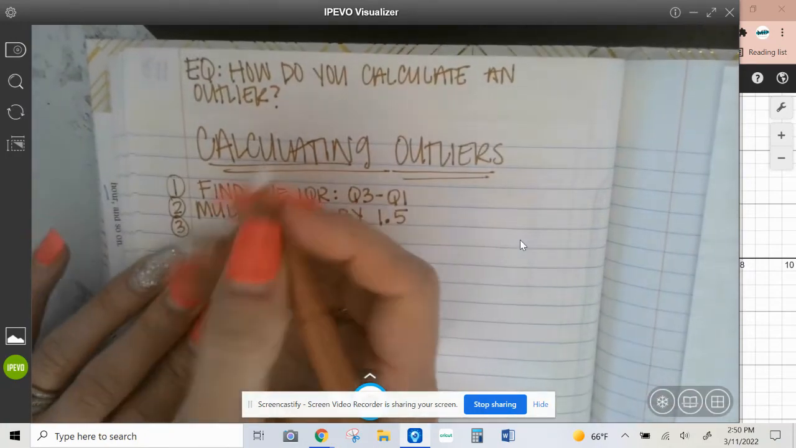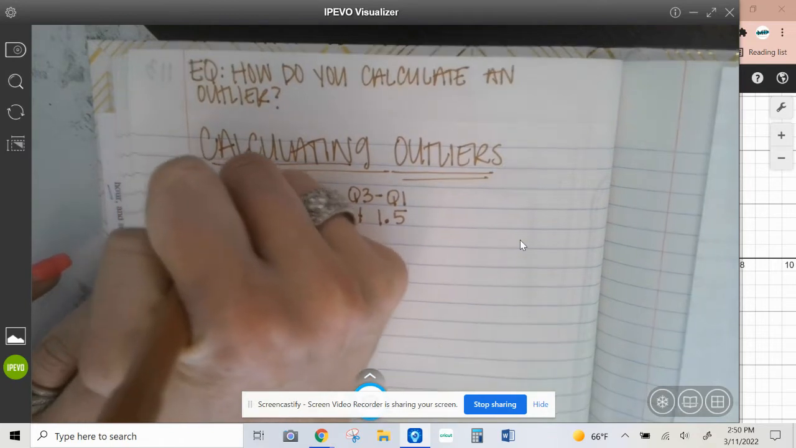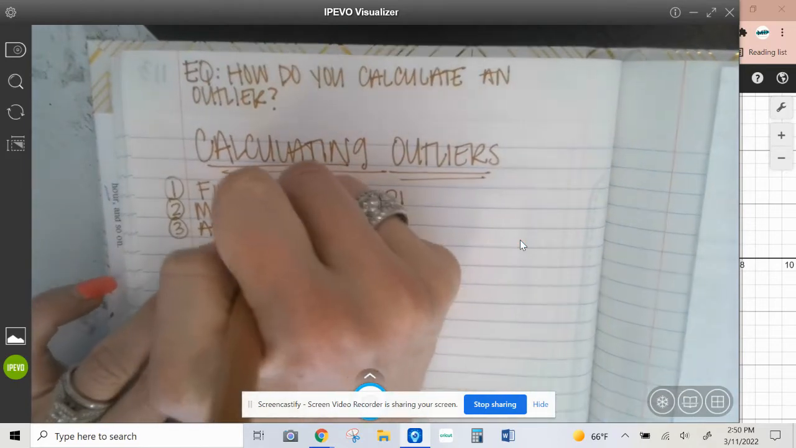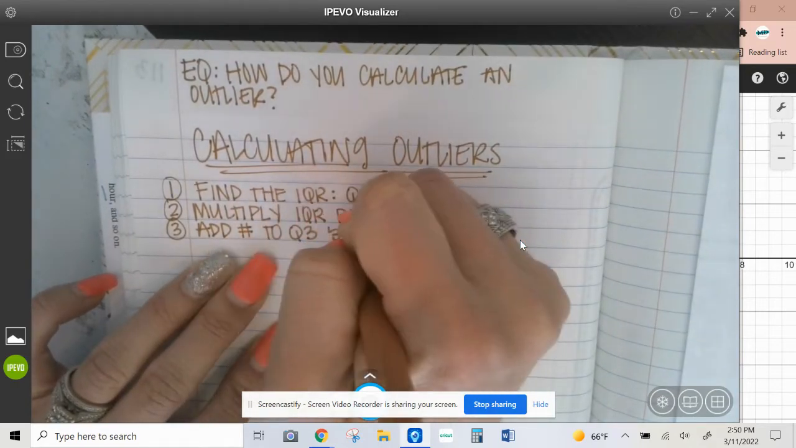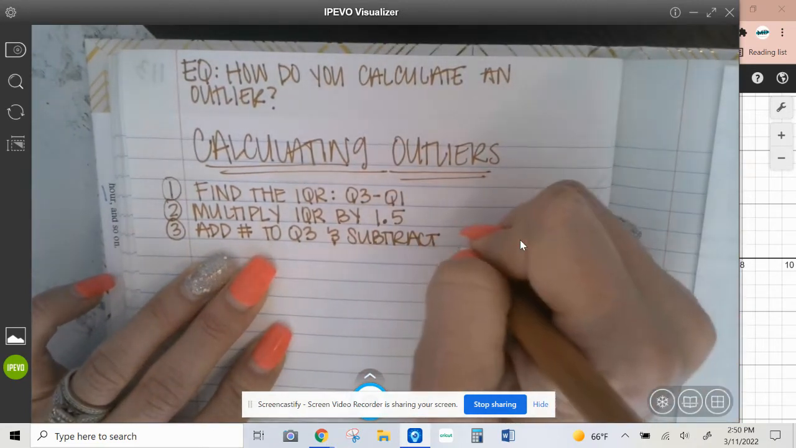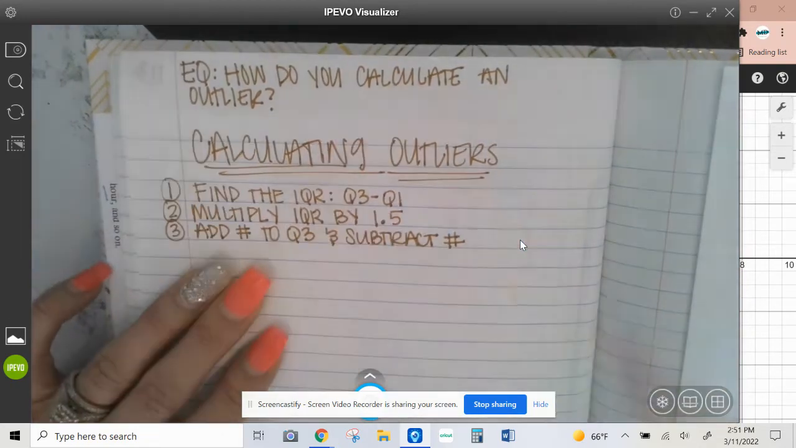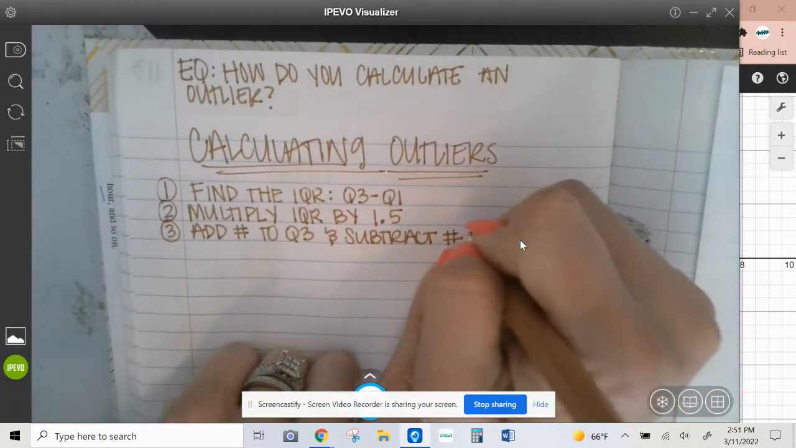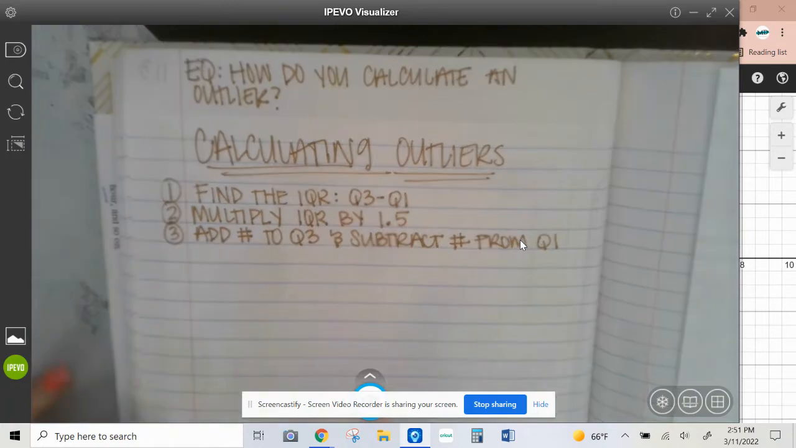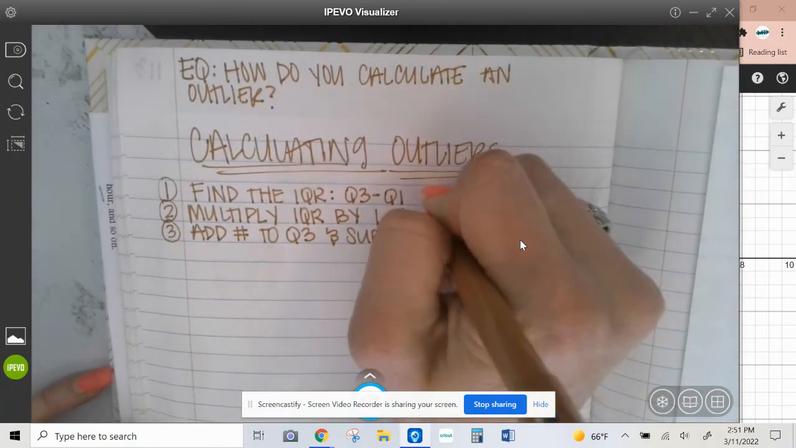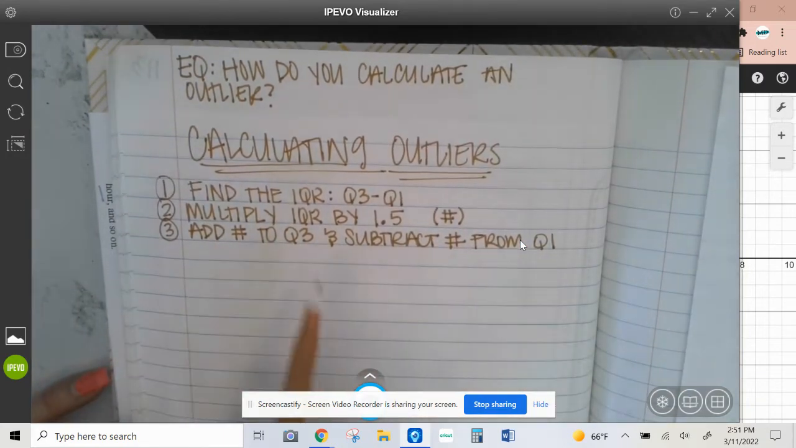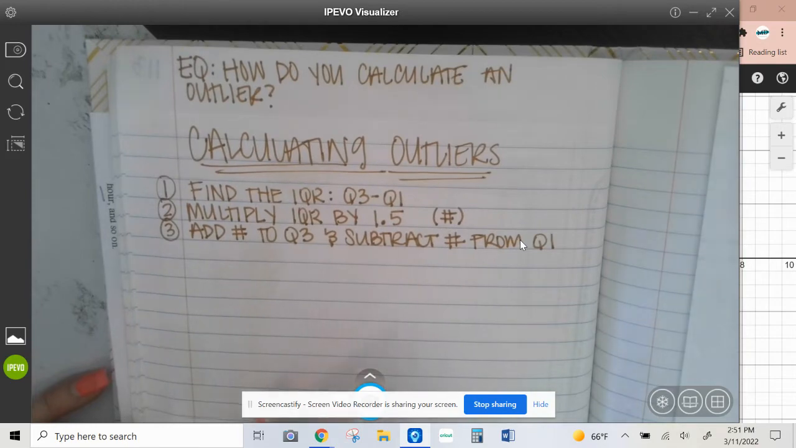Our third step is to add the number to your quartile 3 and subtract that number from quartile 1. The number I'm talking about is the number that you got from step 2. So again, we get this number here. I'm going to just label it number, so then hopefully you will see it when you're looking back in your notes. We add it to our quartile 3. We subtract it from our quartile 1.